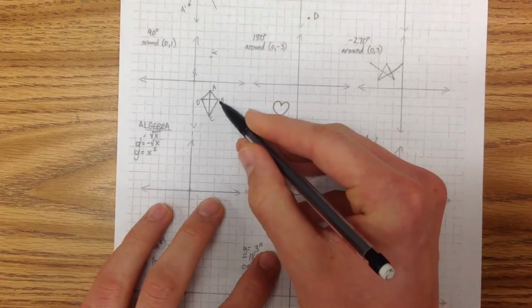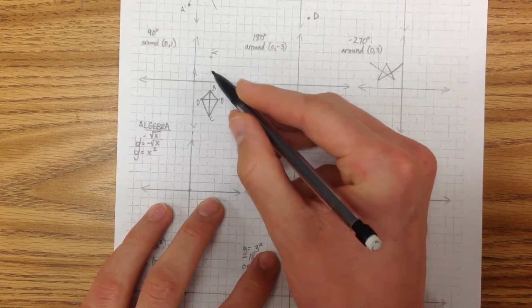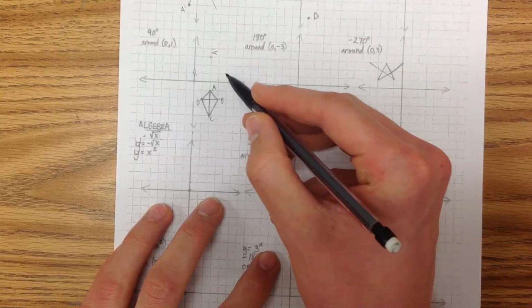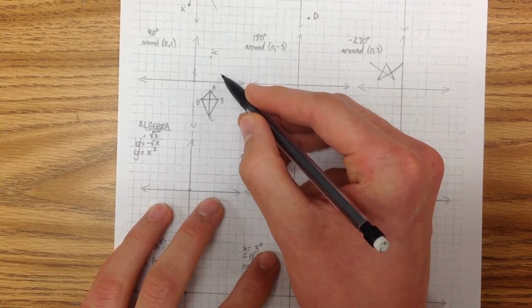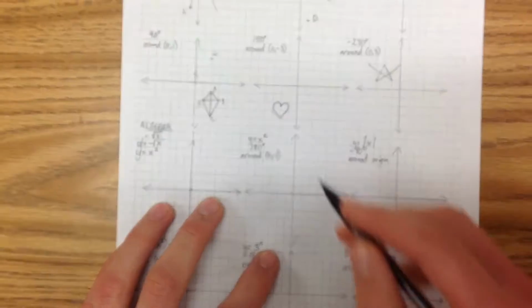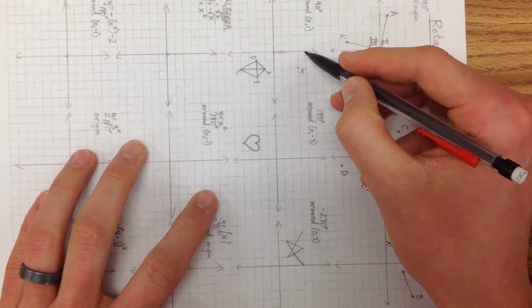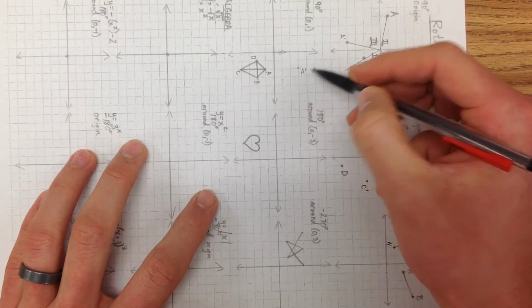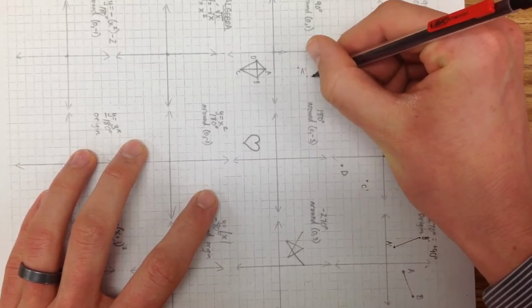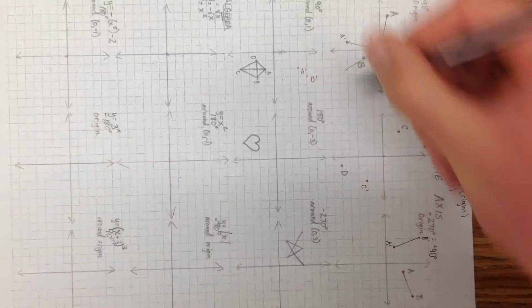Do the same thing for B. Right 1, 2, 3, 4. Oh, 1, 2, 3. Down 1, 2, 3. Right 3, down 3. That's B prime.